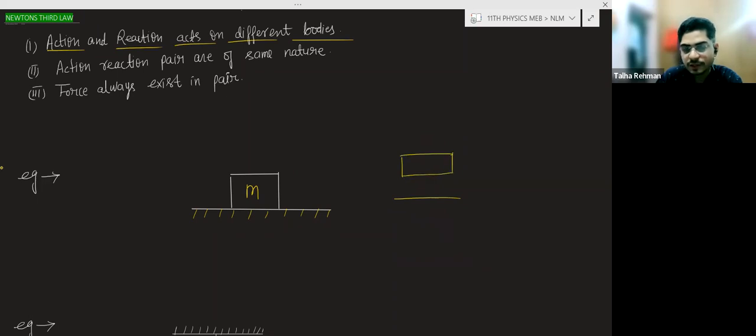Due to this surface on this block, there will be one normal reaction, and due to the block on this surface, there will be one normal reaction. These are the action and reaction pair. This is the normal reaction on the block by the surface, and this is the normal reaction on the surface by the block.